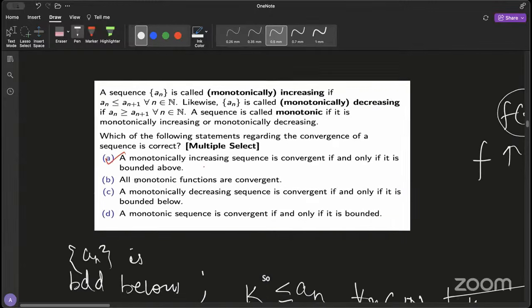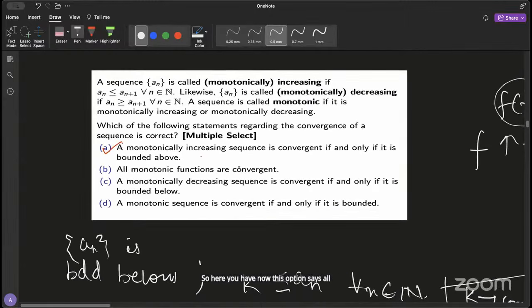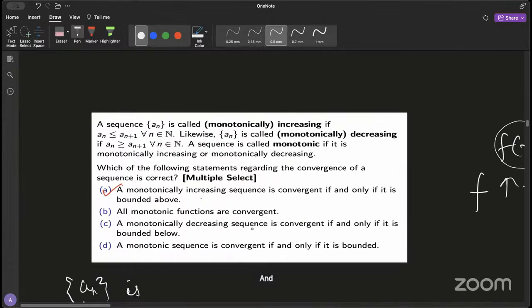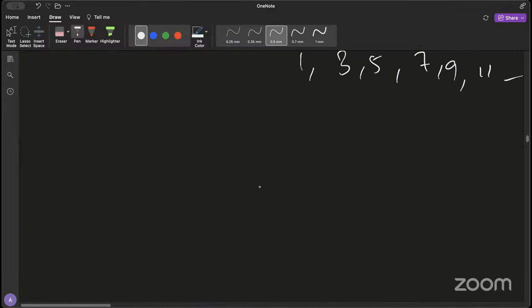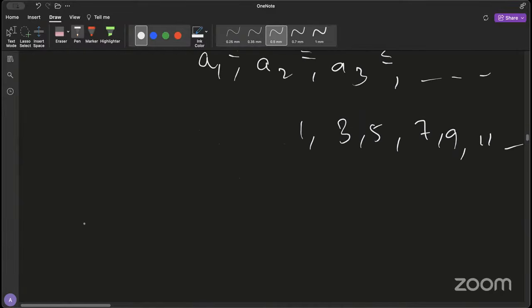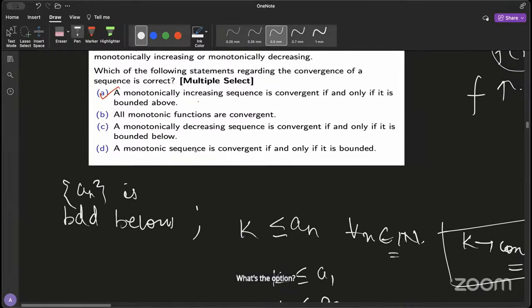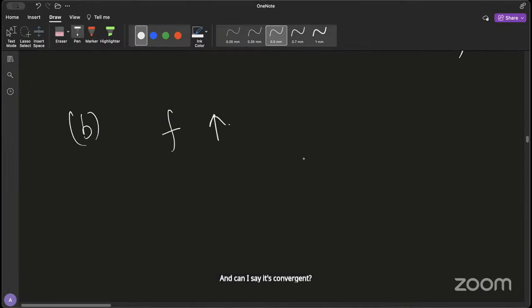So here, this option says all monotonic functions are convergent. Now let's say you have a monotonically increasing function. Can I say all monotonically increasing functions are convergent? Functions and sequences work in the same manner. So if they're saying that f is monotonically increasing, can I say it's convergent? With just this information, can I say that this is convergent? This should be convergent.